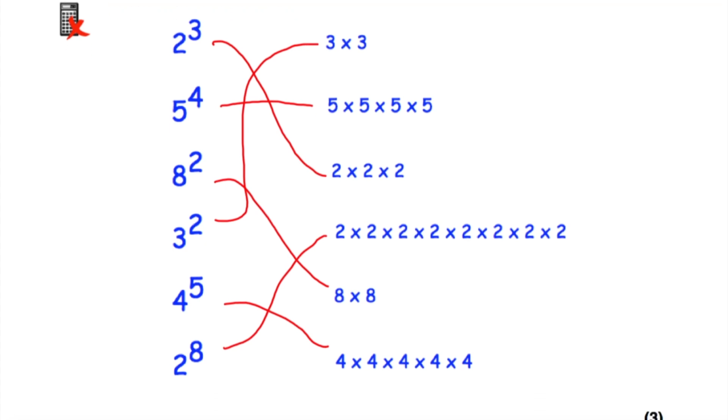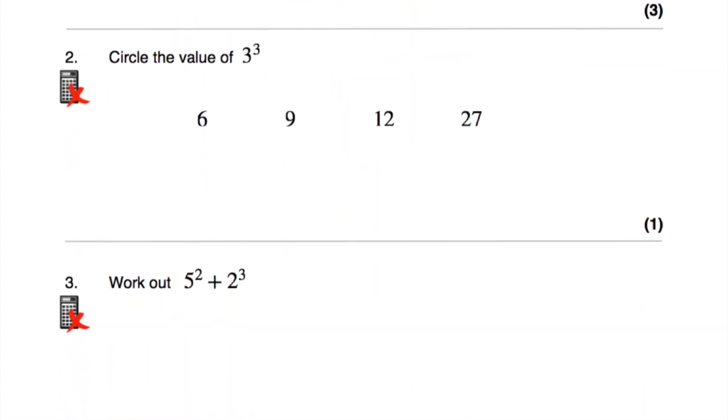Okay, let's have a look at our next question, question number 2. Question number 2 says circle the value of 3 cubed, 3 to the power of 3. So that would mean 3 times 3 times 3. 3 times 3 is 9, and then multiplied by 3 would be 27. So 3 cubed is equal to 27. So the answer would be 27, that one.